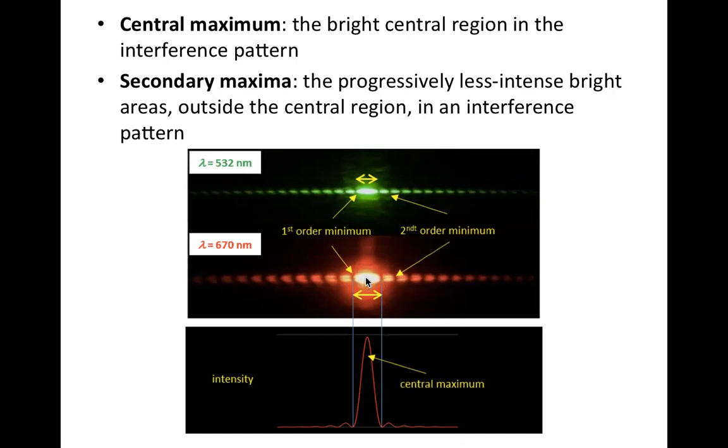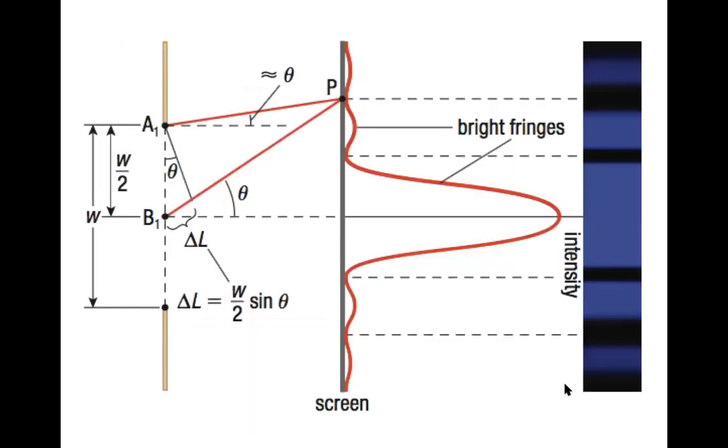So the bright spots are all maxima. The middle one is called the central maximum, and then all the other ones are called secondary maxima. Then you also have every dark spot is a minimum, and there's the first order minimum, second order minimum, and so on. If you take a look at the intensity, the central maximum is much more intense in terms of amount of light, intensity of light.